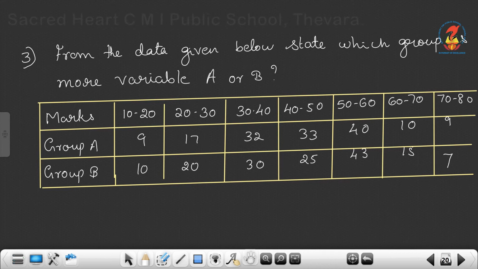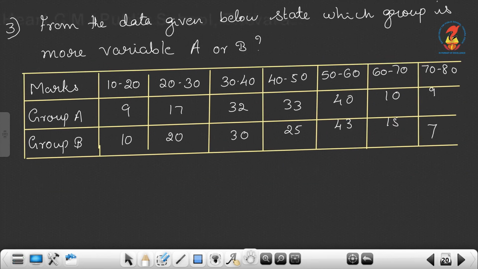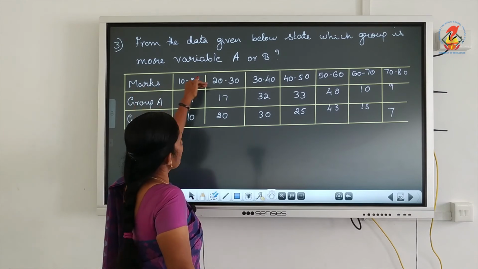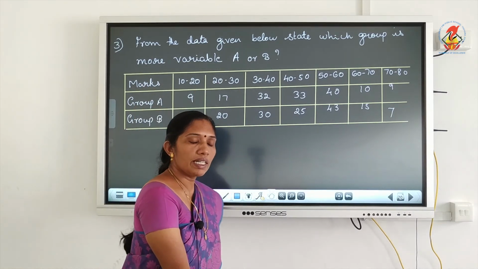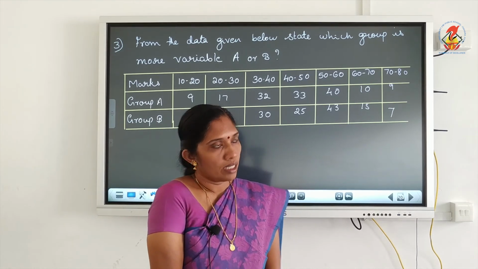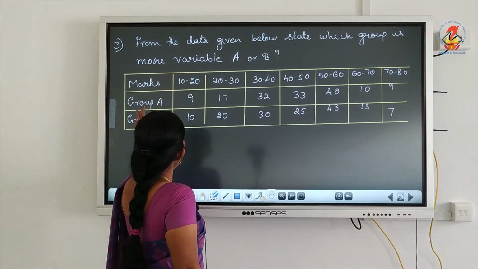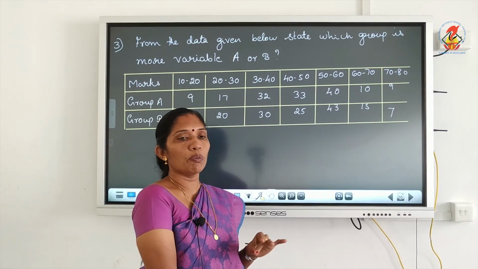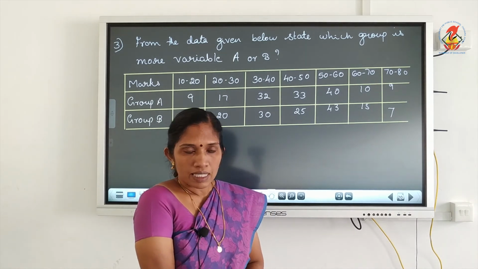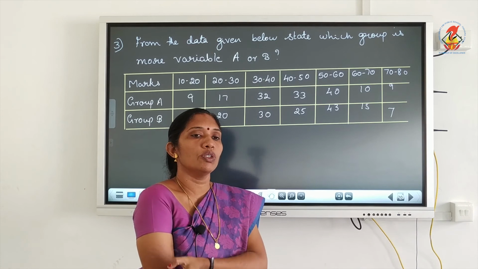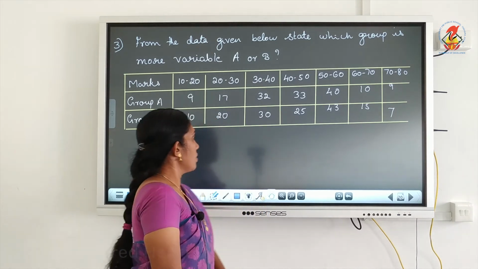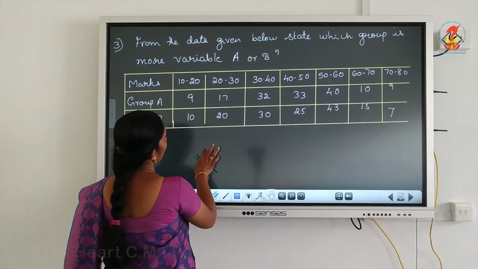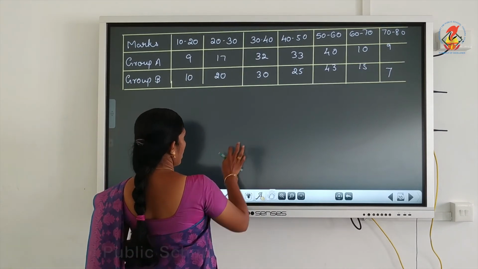Now the last one. From the data given below, state which group is more variable, A or B. So here A is given, B is given, marks as class interval. So this is a continuous frequency distribution. The marks are the same for A and B. First, for group A, find the mean and variance, then CV. Then do the same thing for group B also. Okay, group A I will do, the rest you have to do.